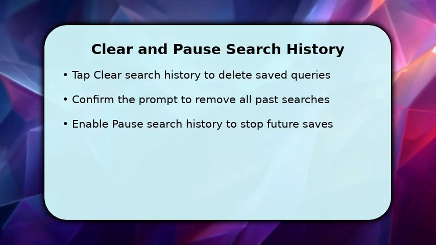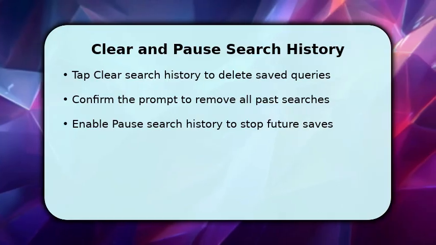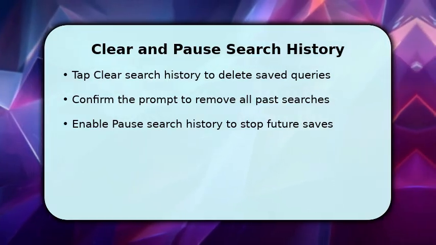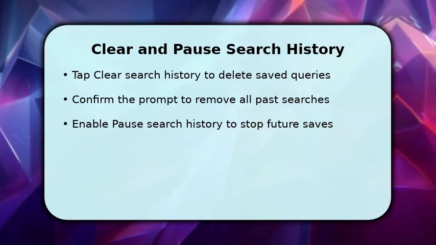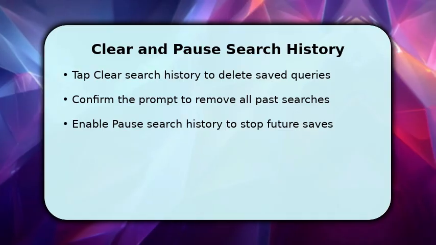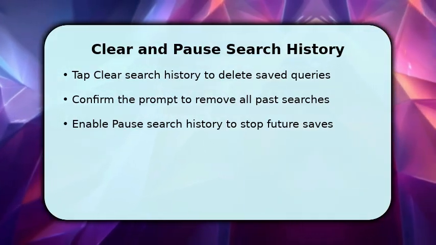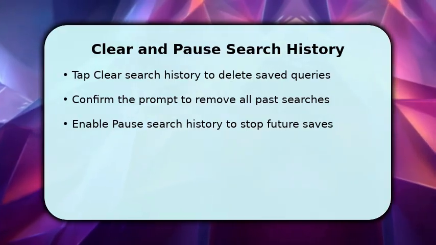Once in History and Privacy, tap Clear Search History and confirm when iOS asks if you want to delete all searches. This removes queries saved to your Google account. After that, enable Pause Search History so new searches aren't recorded going forward. Pausing prevents future entries across devices where you use the same Google account.